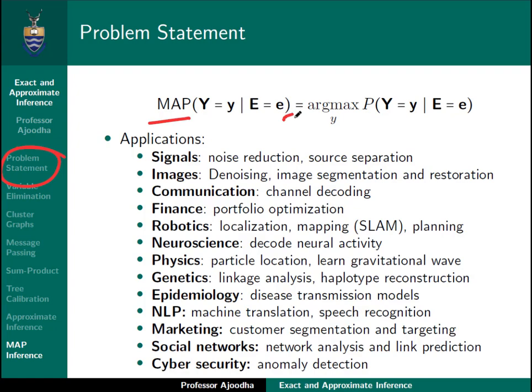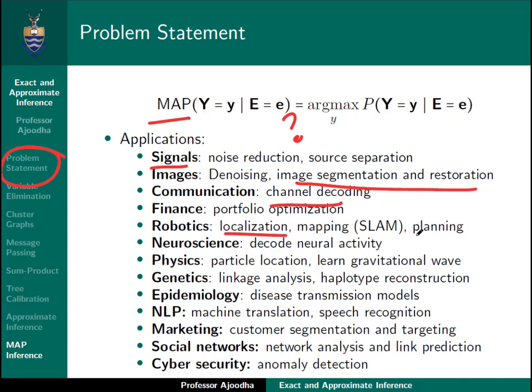Okay, and why would we need to know what the most likely outcome is? It turns out if you can find out what's the most likely thing to happen in your Bayesian network, then you can use it for noise reduction, source separation, for images. You can use it for segmentation and restoration. You can use it for channel decoding, and in robotics, localization and mapping.